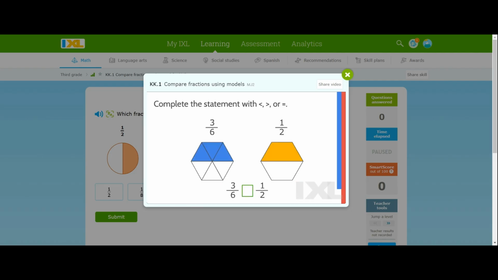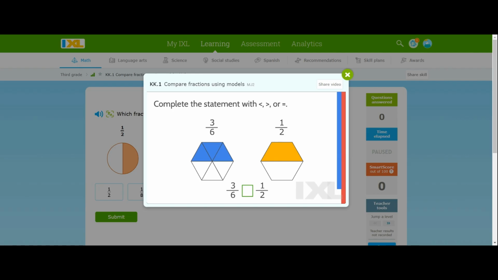Let's look at our last example. Will less than, greater than, or equal to make the comparison statement correct? In the first model, 3 of the 6 equal parts are shaded. In the second model, 1 of the 2 equal parts is shaded.